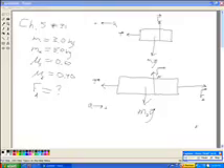Okay, this is chapter 5, number 31. We've got two boxes, one on top of the other. They've got cables going to the left. There's the pulley on the left.